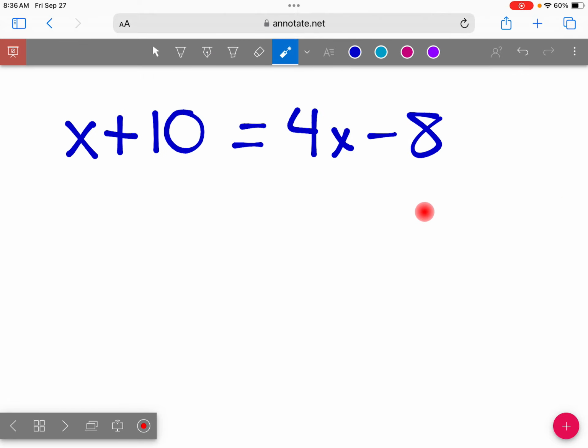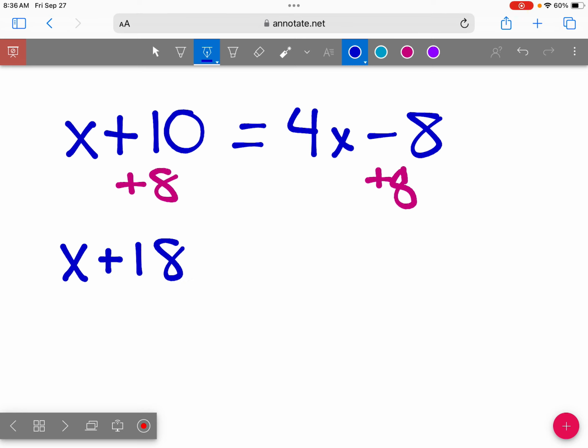Lots of pathways through it. Say it louder. Add 8. We can absolutely add 8 to both sides. Get those numbers on one side. Plus 8. That's going to give me x plus 18 equals 4x. 100% valid. What else do we need to do?